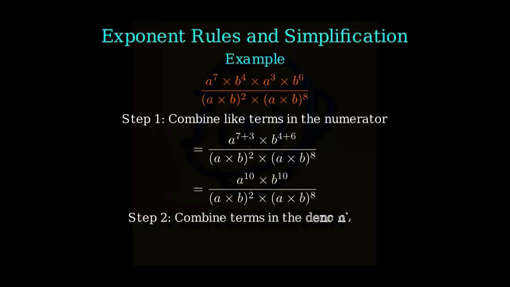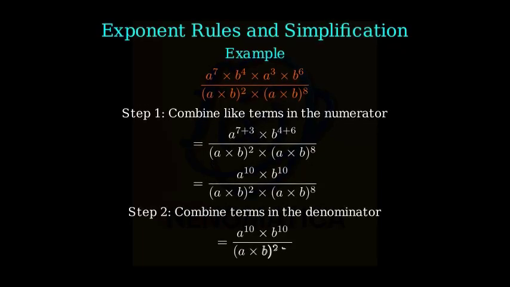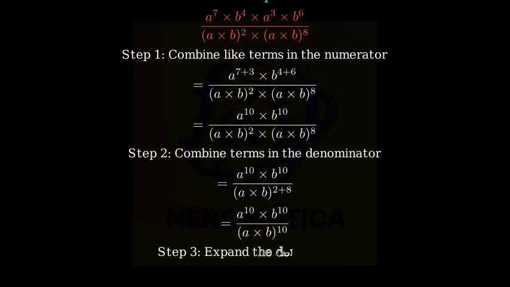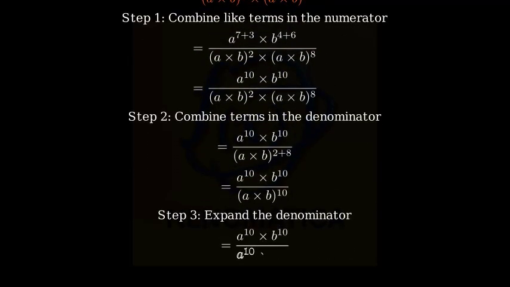Next, let's work on the denominator. We have the product of a times b raised to different powers. When multiplying expressions with the same base, we add the exponents. So we'll add 2 plus 8 to get 10. Now, let's expand the denominator. When we have a product raised to a power, we can distribute the exponent to each factor. So, a times b raised to the 10th power becomes a to the 10th times b to the 10th.